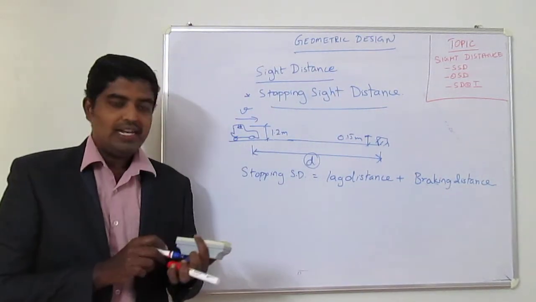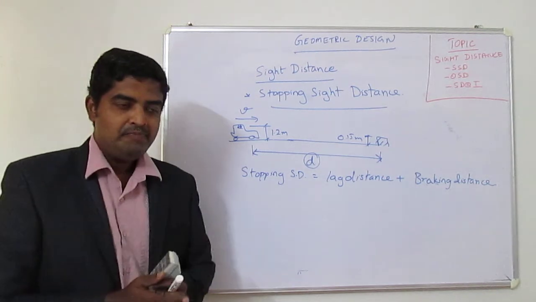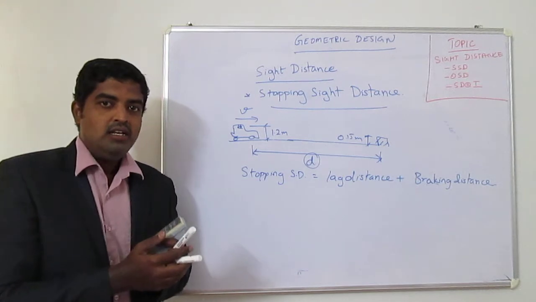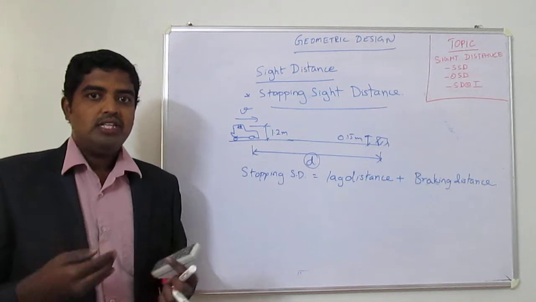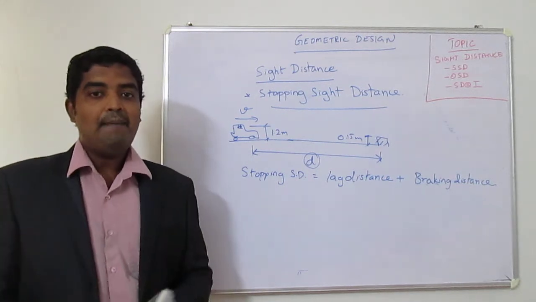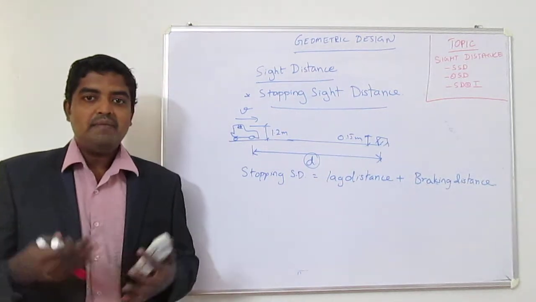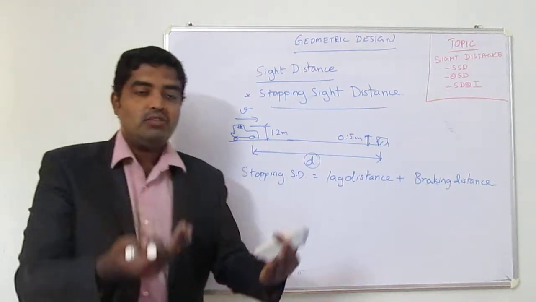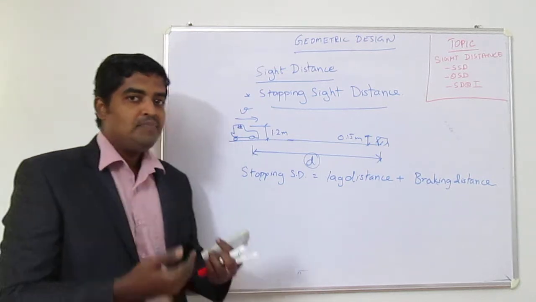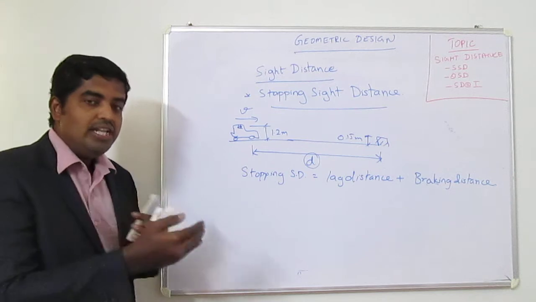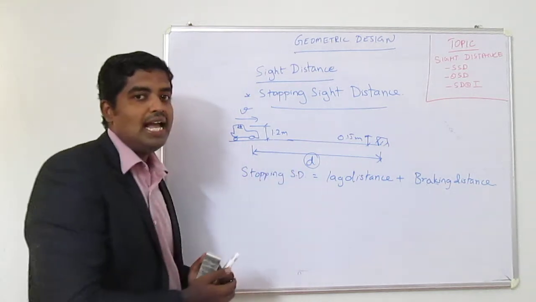So first, what is this lag distance? When the driver is driving a vehicle, suddenly he sees an obstruction, right? So the driver will have some reaction. The reaction or the psychological happening in the driver is known as the reaction time, the time taken for the driver to react to the situation. The psychological effects going on inside his body. During that time the vehicle may travel some distance. That distance is known as the lag distance, right?